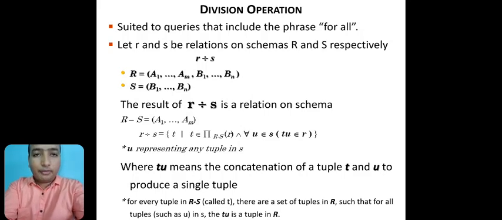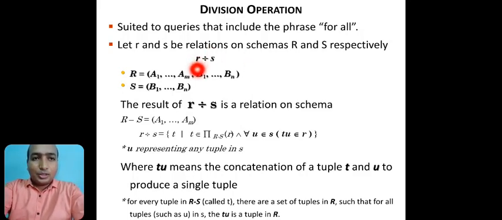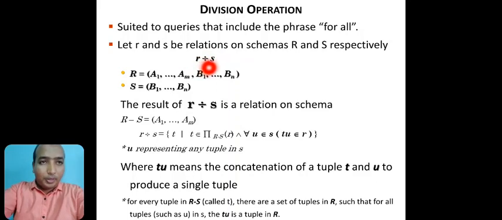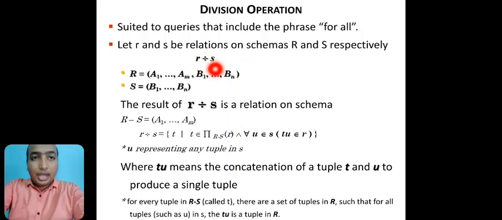Assume that we have two relations, capital R and capital S, which are represented in uppercase. Now we can say that small r and small s are the relations on the schema R and S respectively. You can see from the slide that let r and s be the relations on schema uppercase R and uppercase S respectively. Now if you want to represent the division operator, you will use the division symbol. You know how to use your division symbol, isn't it? Yes, we are going to use this symbol. So you write r, division symbol, followed by s. This represents what type of operation? A division operation.